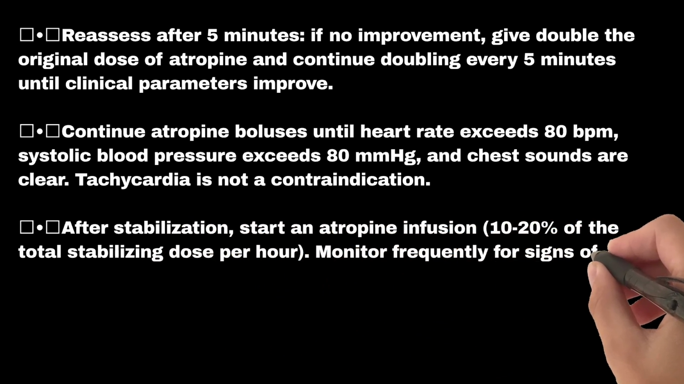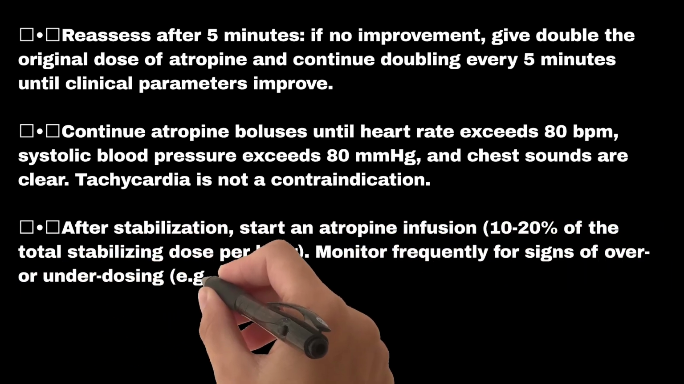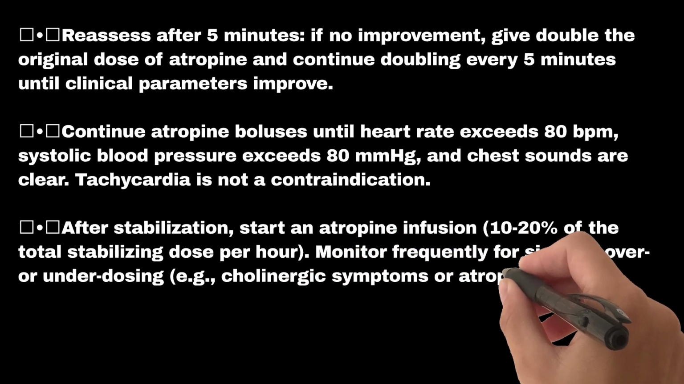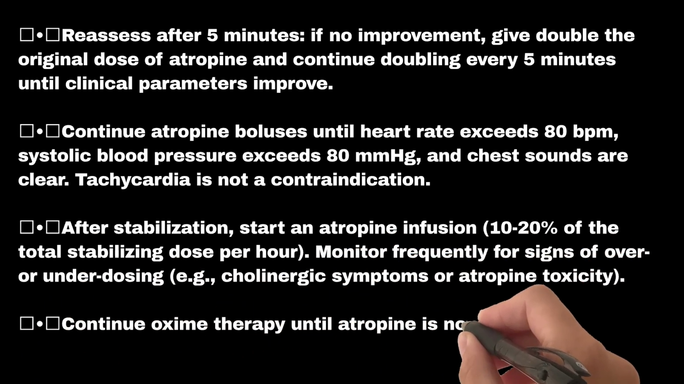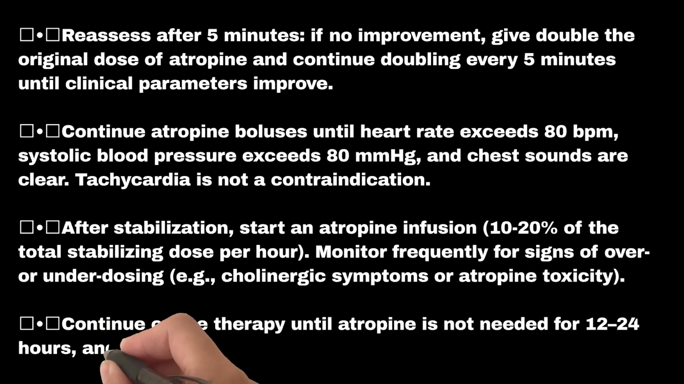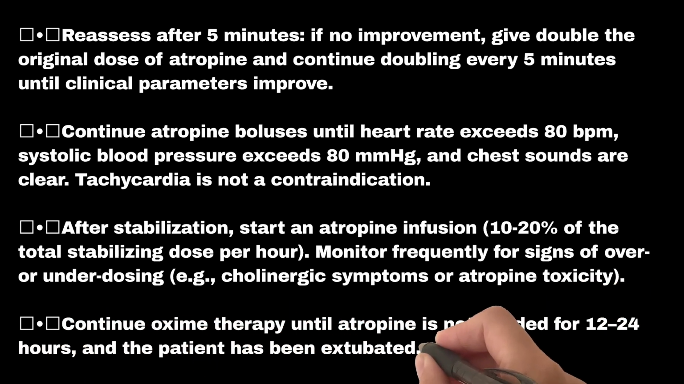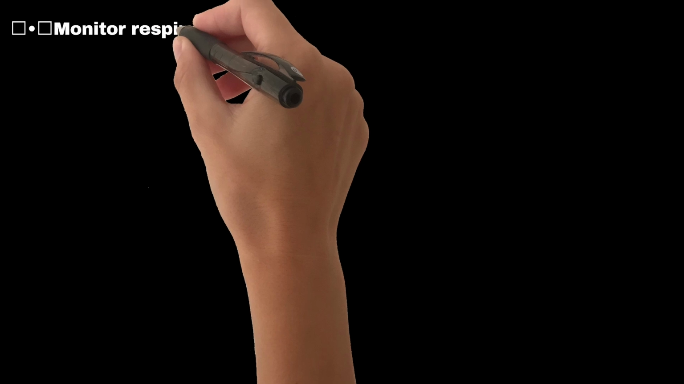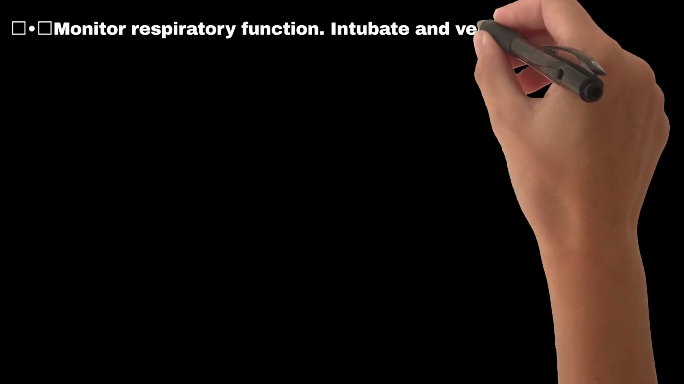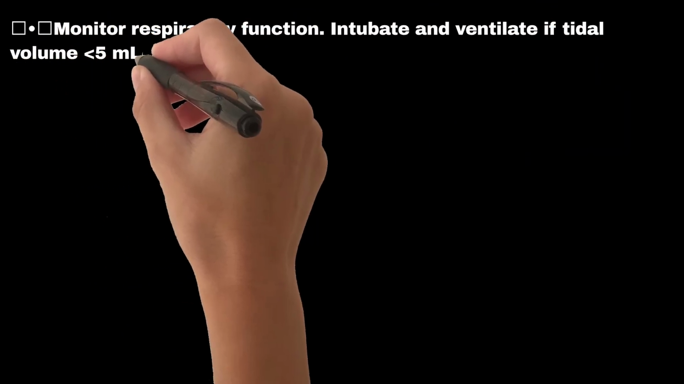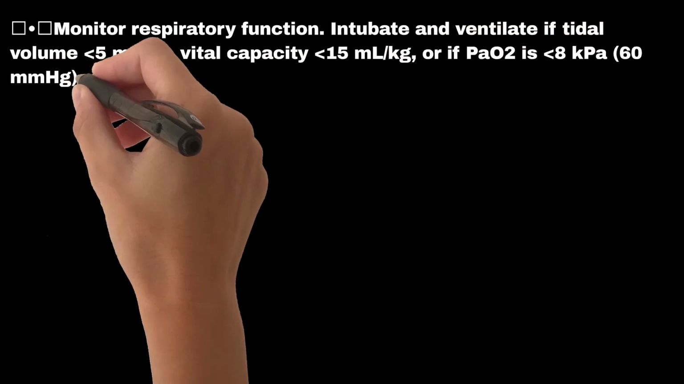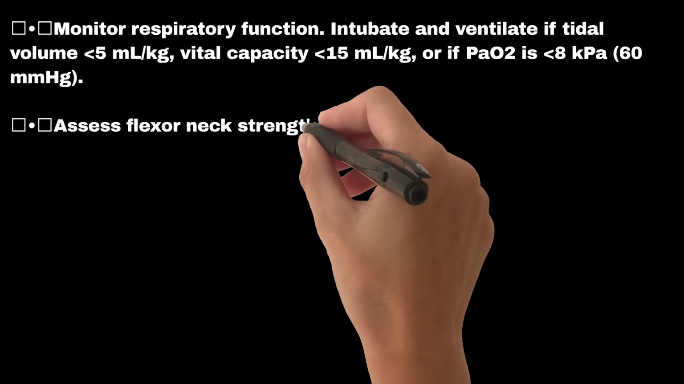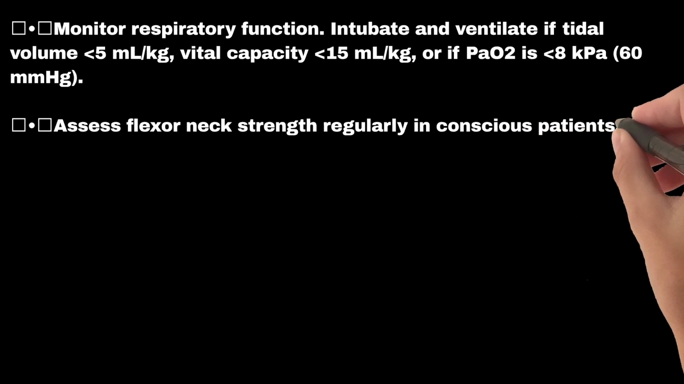Monitor frequently for signs of over- or underdosing, that is, cholinergic symptoms or atropine toxicity. Continue oxime therapy until atropine is not needed for 12 to 24 hours, and the patient has been extubated. Monitor respiratory function. Intubate and ventilate if tidal volume is less than 5 ml per kilogram, vital capacity is less than 15 ml per kilogram, or if PaO2 is less than 60 mm of mercury.